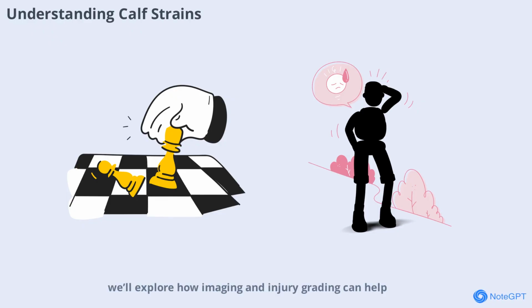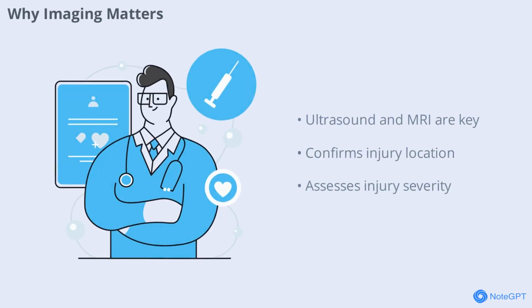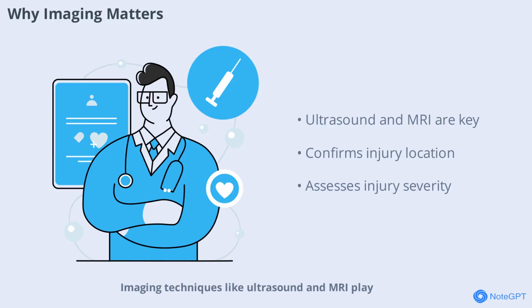In this video, we'll explore how imaging and injury grading can help predict recovery and guide athletes safely back to their sport. Imaging techniques like ultrasound and MRI play a pivotal role in diagnosing calf strains. These tools not only confirm the presence of injury, but also help localize the affected muscle and assess the extent of damage. For athletes, timely and accurate imaging can mean the difference between a swift return and a prolonged absence from competition. While clinical assessments remain essential, imaging provides additional insights, especially for complex or recurrent injury. Throughout this video, we'll see how integrating imaging with clinical evaluation leads to better outcomes.